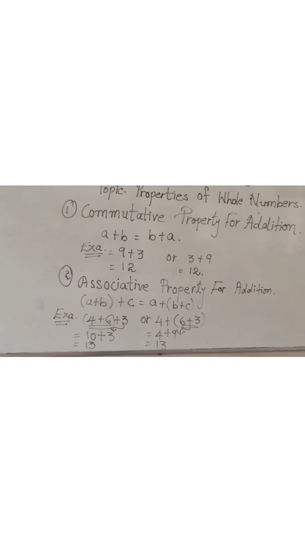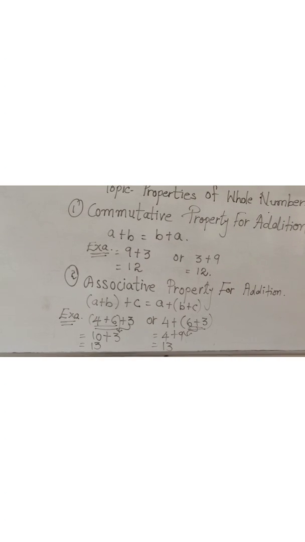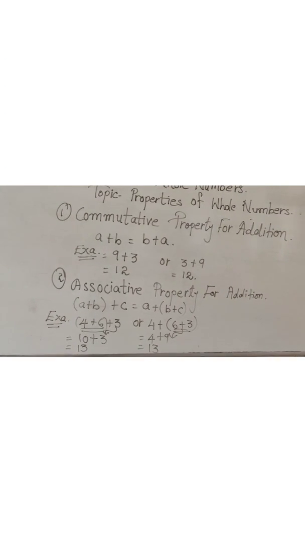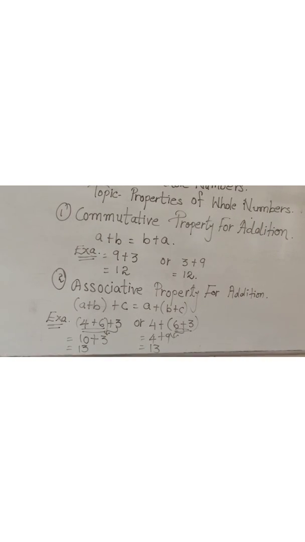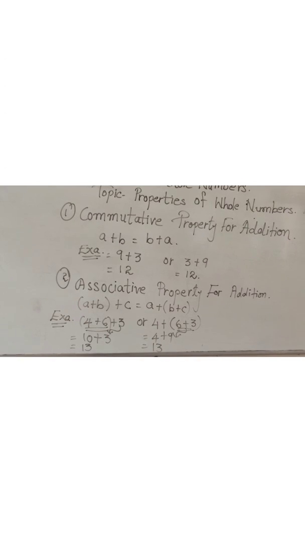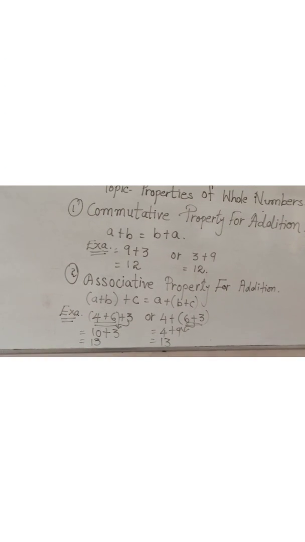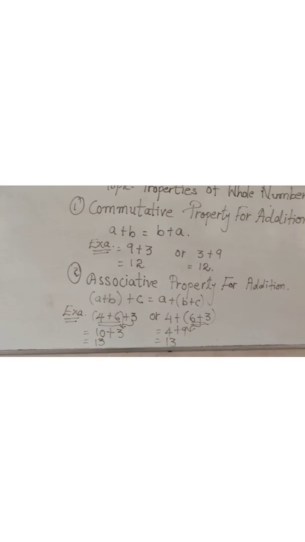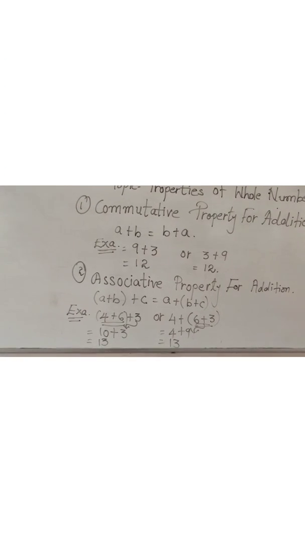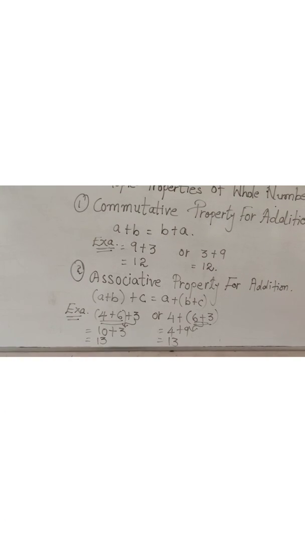Hence, what can we conclude from this? We can conclude that addition is commutative and you can add the numbers in any order. 9 plus 3, 3 plus 9. But the numbers should be same. You can add them in any order. Then you will get the same answer.